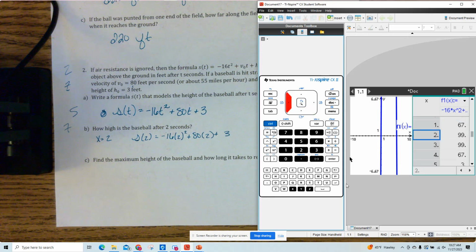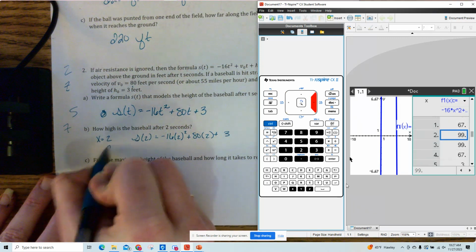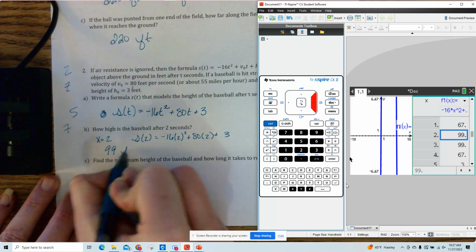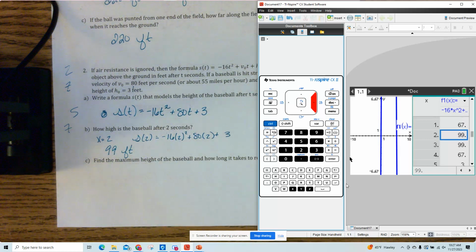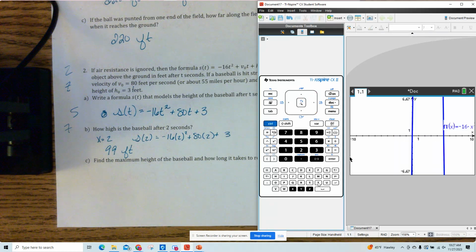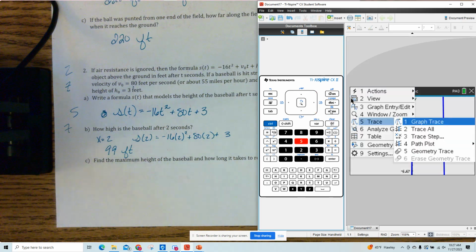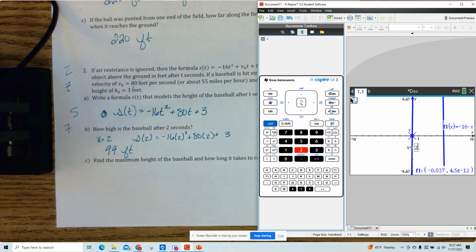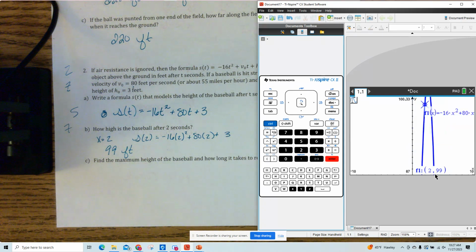All I have to do is on the table, Control T pulls up the table, go to where x is 2. So the baseball is going to be 99 feet high. The other way that you can do that, if you know the x value, on here it's called trace. And that's menu 5-1. You type in the x value that you know, x is 2, and hit enter. And then down here it gives you that ordered pair. When x is 2, y is 99. What do you have to put to get that?